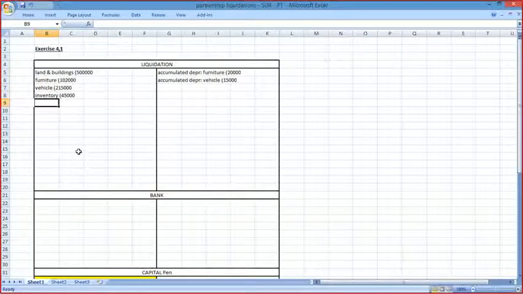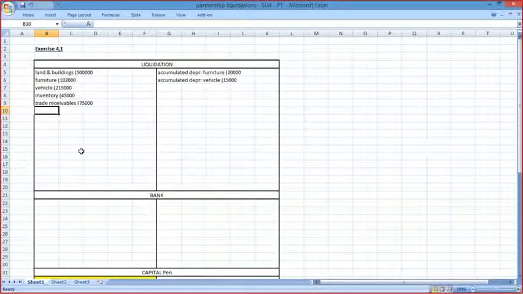Next one. Trade receivables control. So that's debtors. It's an asset. It goes to the liquidation account on the debit side. Good. What was the amount? 75,000. Perfect. Next. Allowances for credit losses.